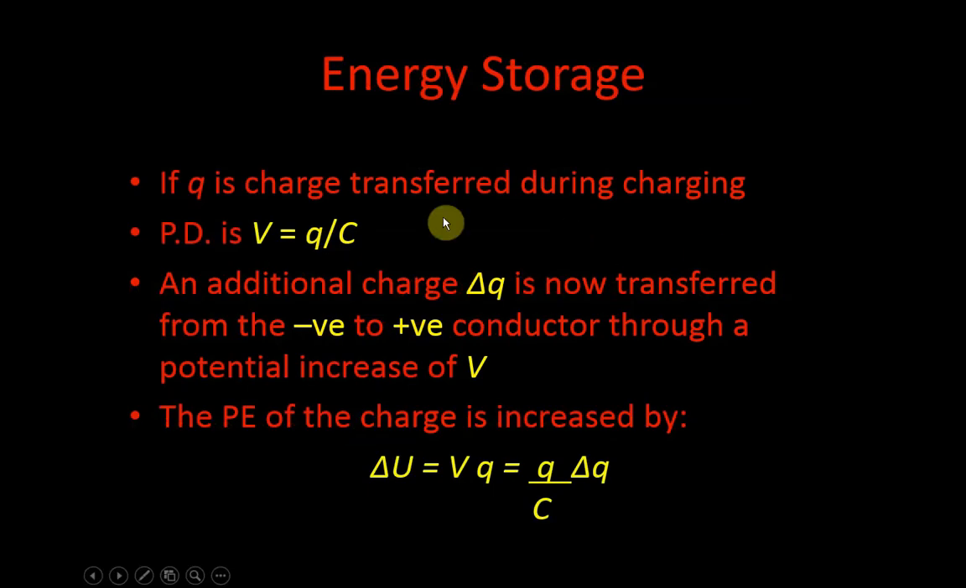So if Q is the charge that's transferred during charging, the potential difference V will be Q over C. This means that our potential energy that's stored in our capacitor will be equal to the electrical potential times Q. Delta U will be V times Q, or Q over C times delta Q.